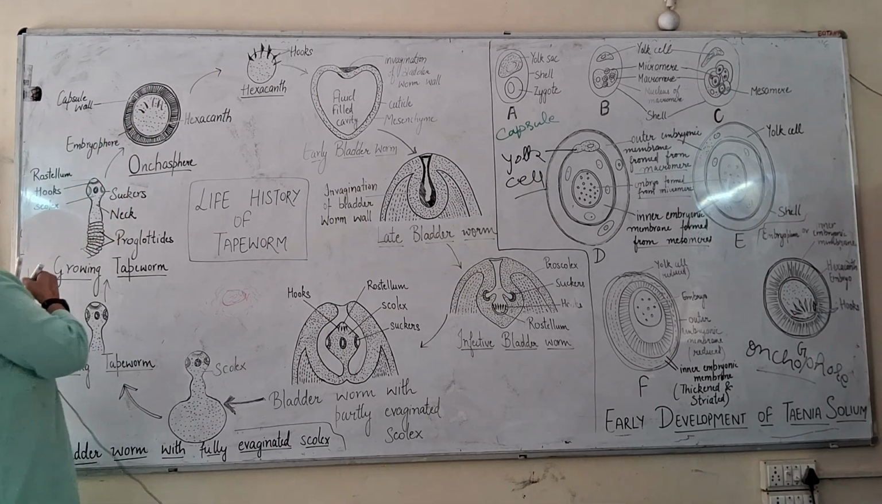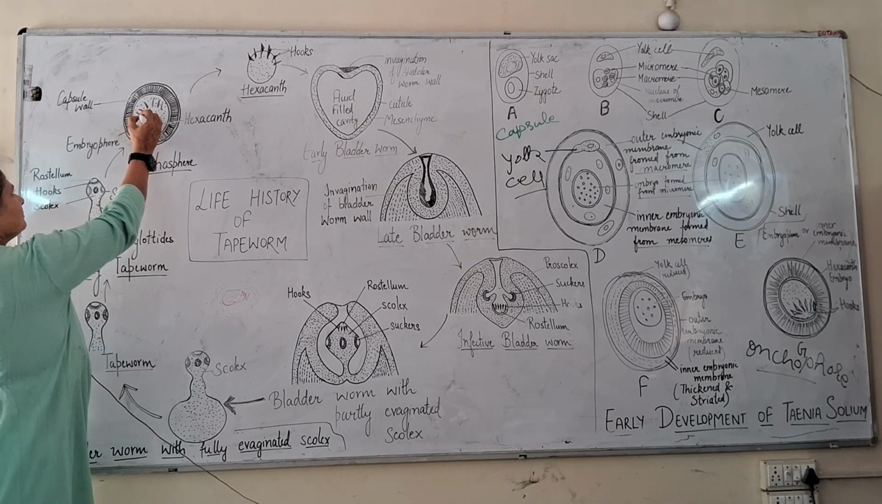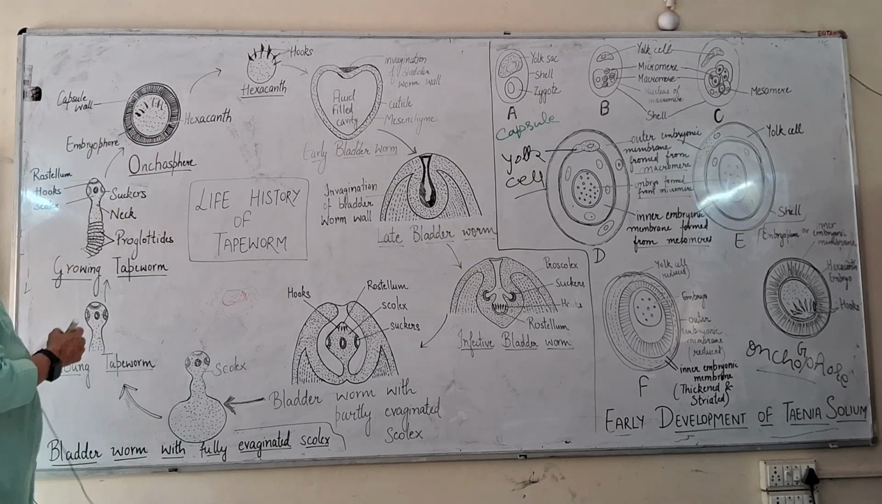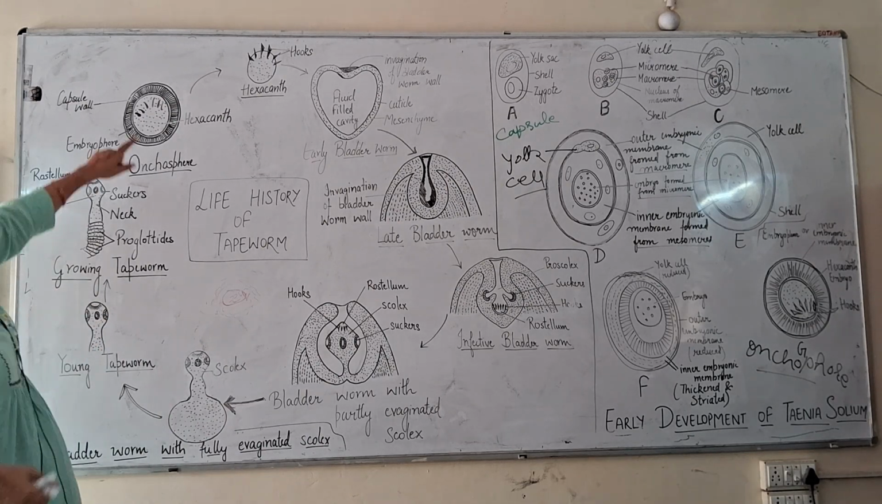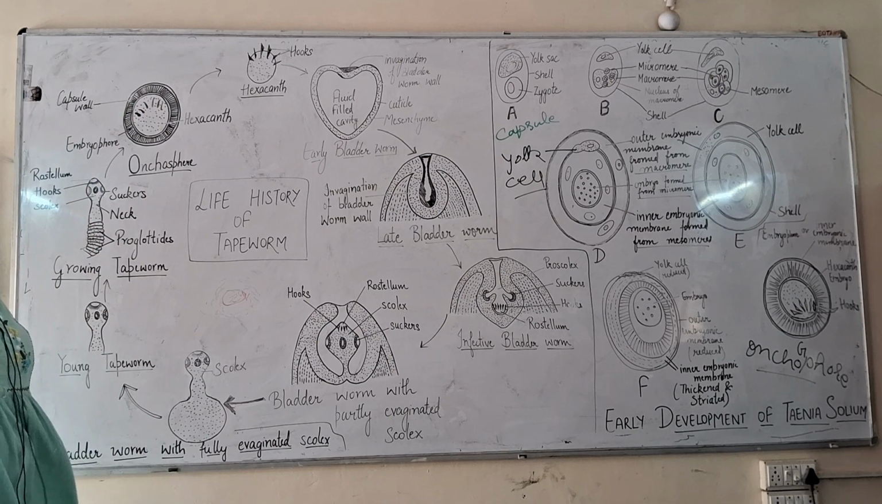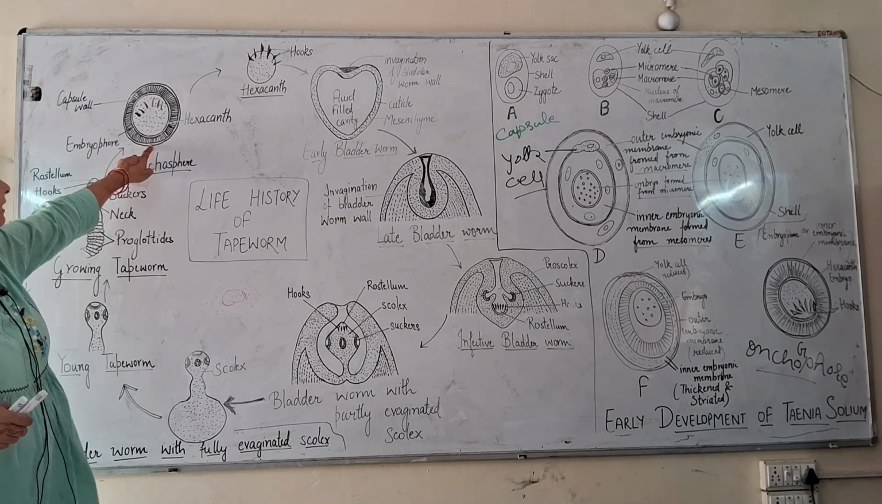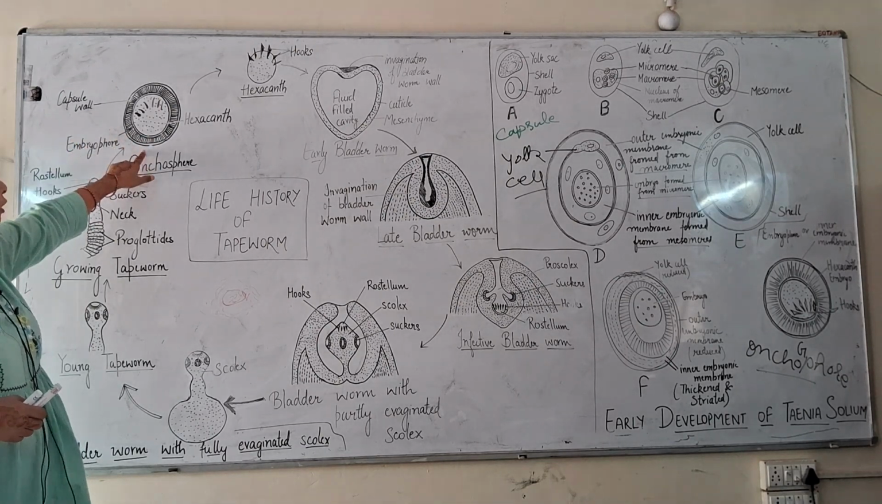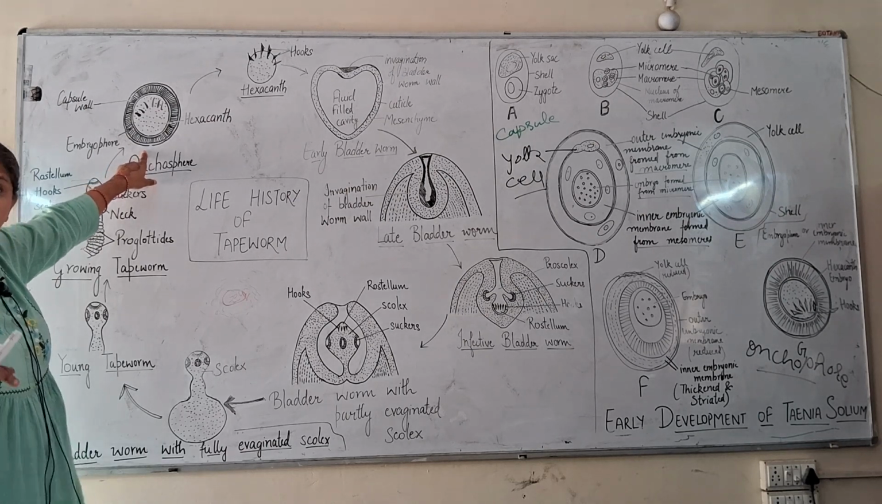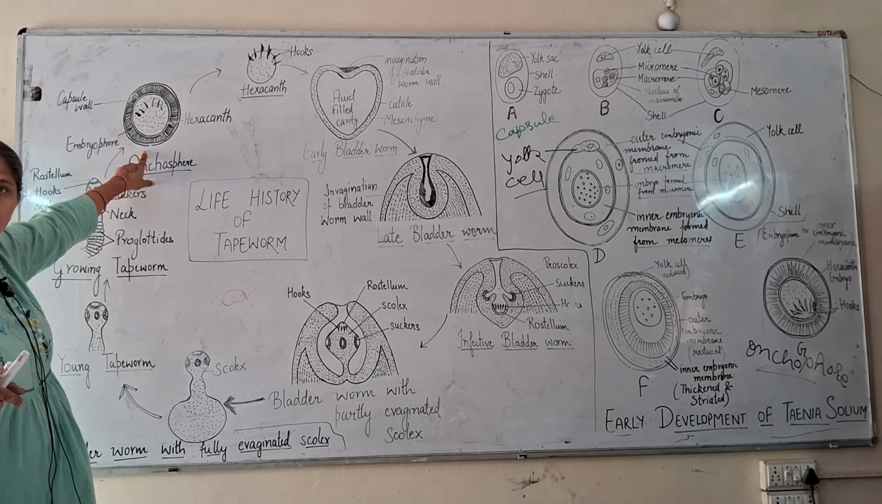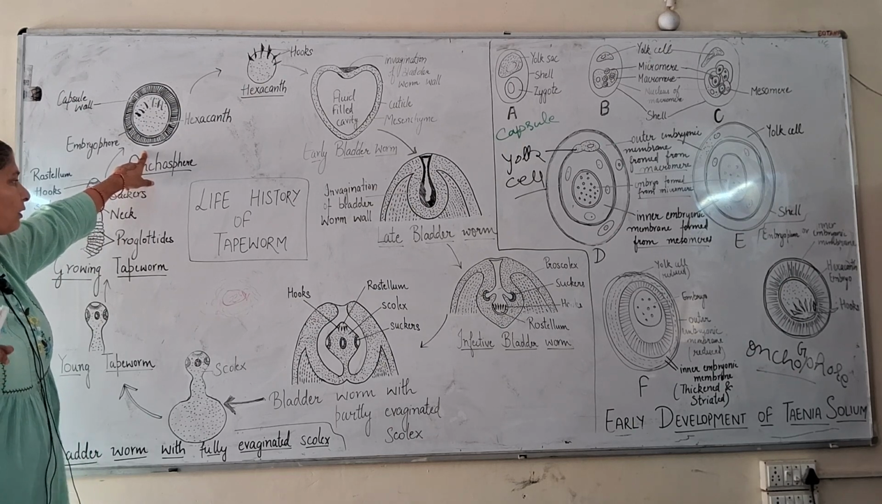Which contain hexacanth, along with this capsule wall they enter through the mouth into the alimentary canal, means in the stomach. When they enter into the stomach, their outer membrane, that is the capsule wall, is dissolved in the stomach of the pig.